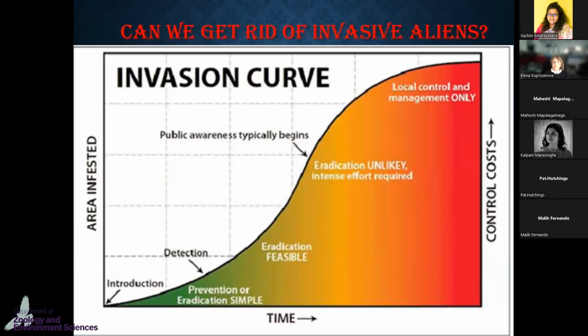Can we get rid of invasive aliens? Is it possible? It depends. It depends on how fast the alien is recognized. As you can see from this diagram, during the introduction, in early stages, prevention or eradication is possible. But as time goes on, eradication becomes unlikely or intense effort is required. This is the stage when the public becomes aware of the problem. And then after some time, only local control and management is possible.